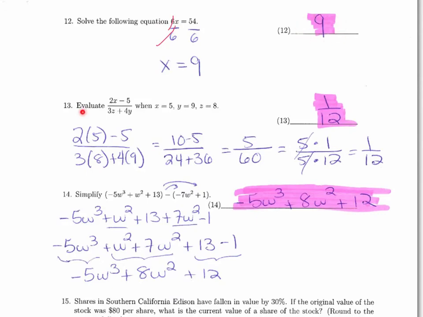Now we need to evaluate. They give us a value for each of the variables. So x equals 5, so the 5 goes in for the x to get 2 times 5. No variable here, so just minus 5. In the denominator, 3z plus 4y. That means 3 times this, 8, plus 4y, which is 4 times this, y equals 9, 4 times 9. So that gives us 10 minus 5 over 24 plus 36.